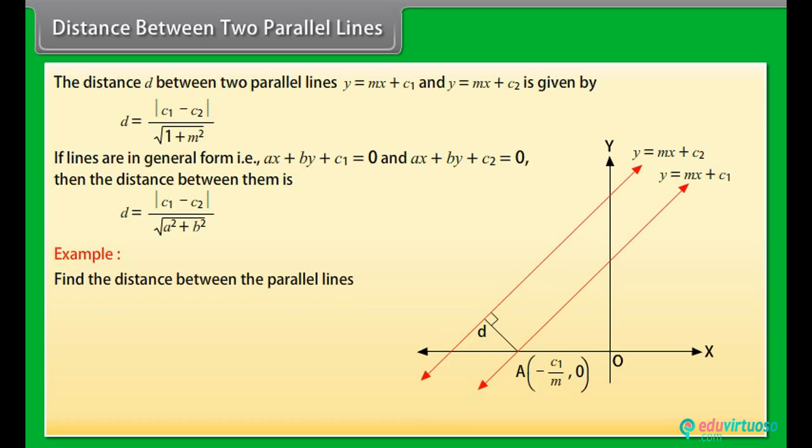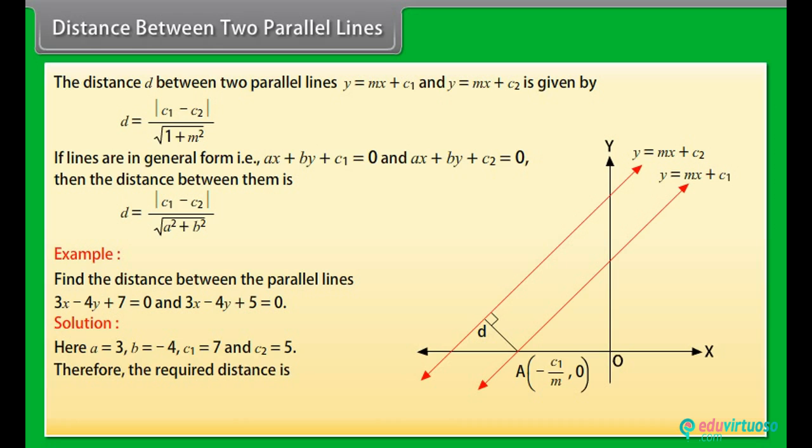Example. Find the distance between the parallel lines 3x - 4y + 7 = 0 and 3x - 4y + 5 = 0. Solution. Here a = 3, b = -4, c1 = 7 and c2 = 5. Therefore, the required distance is d = |7 - 5| / square root of (3 square + (-4) square) = 2/5.